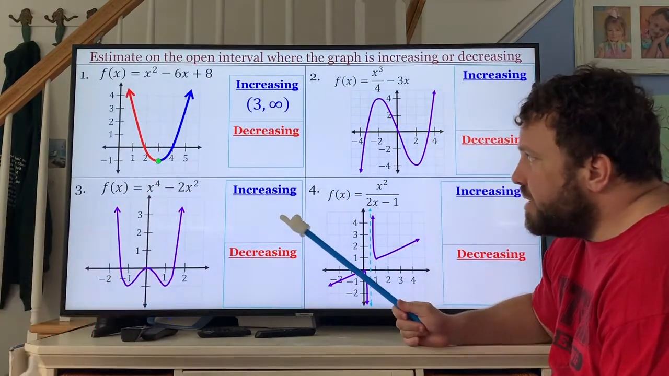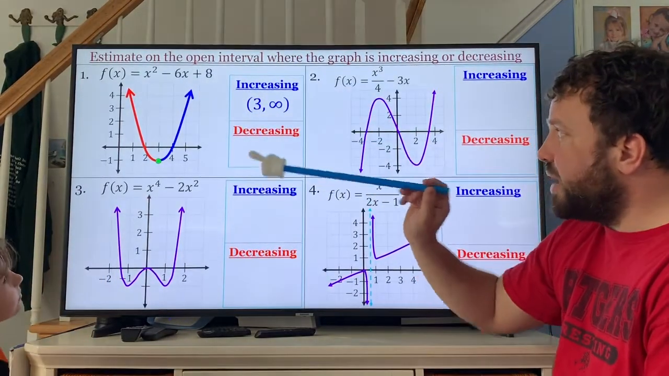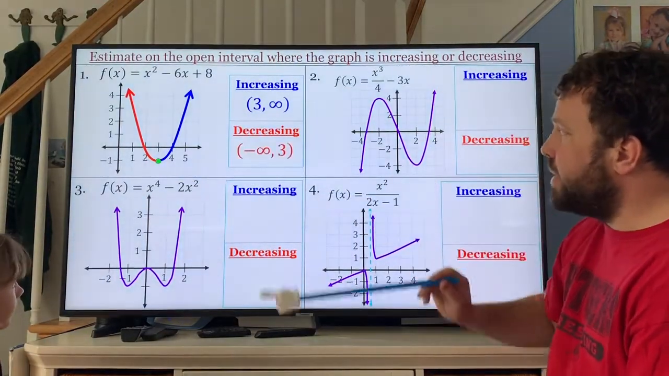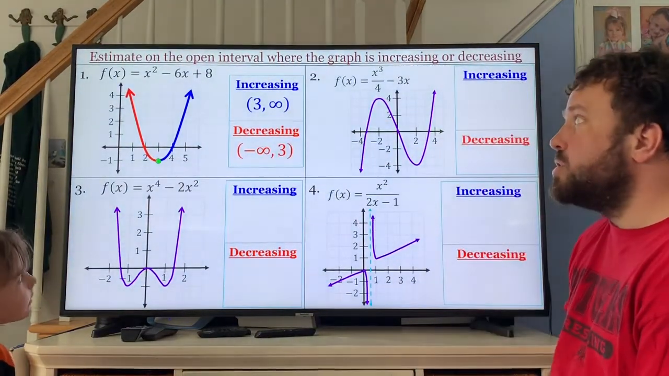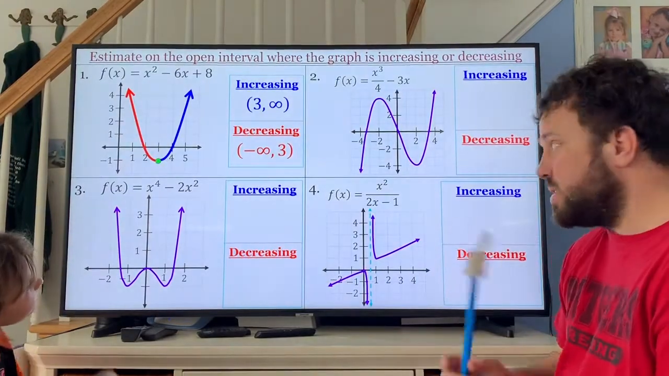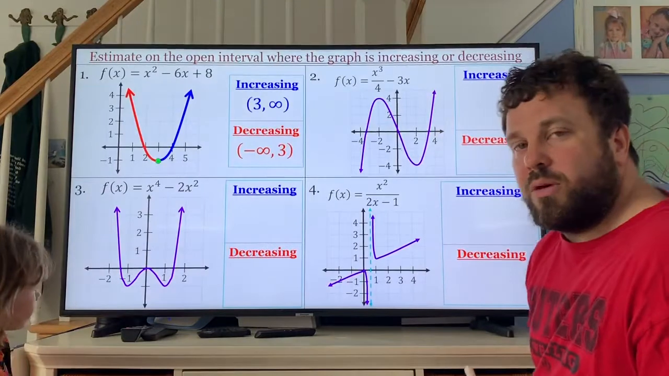Now, it's decreasing from the biggest number to the left, the lowest number ever, negative infinity, and it ends at 3. The reason you have parentheses here is at 3, the actual slope is 0, so it's neither increasing nor decreasing. It's a little switch over. So do problems 2, 3, 4, and then I will explain them to you as soon as you unpause.